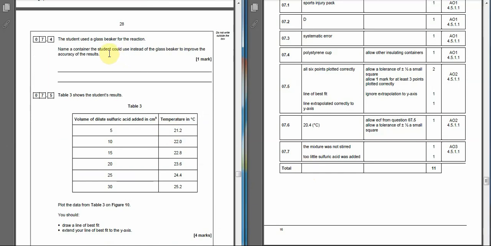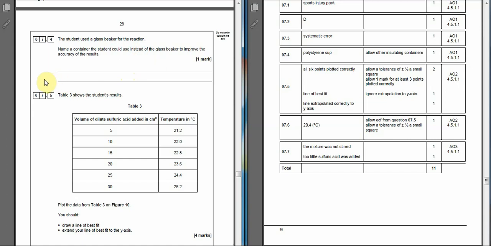again, this actually to some extent appears in the higher paper, and people weren't that good at this one. It says a glass beaker was used. Say what you could use to increase the accuracy. Use a polystyrene cup or something like that, anything that would insulate it. It's not about safety, this question. It's not about glass shattering, and loads of top end people put that down.